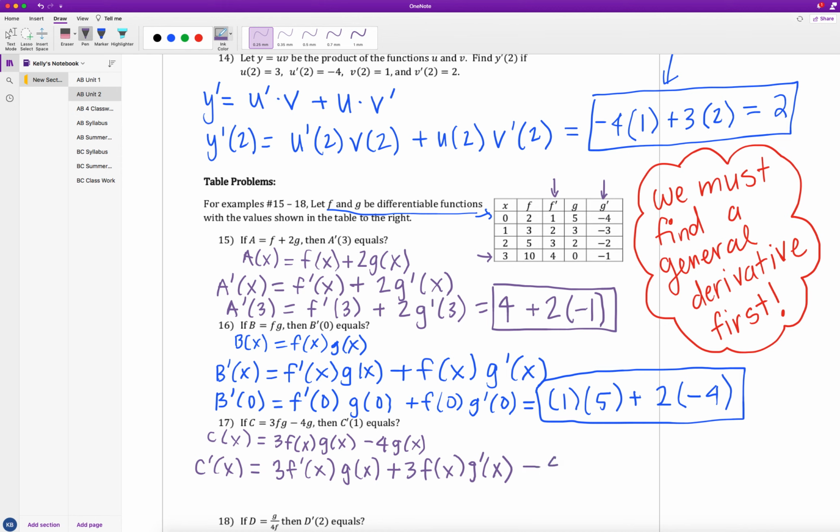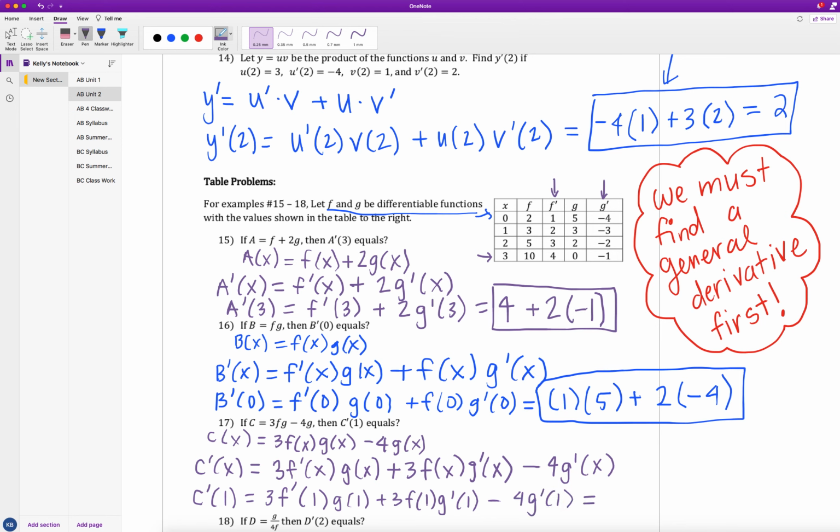minus, now the derivative of 4g of x is just going to be 4 times g prime of x. If you left the 3 out in front, you would have 3, and then you'd have parentheses around these first two terms, which you could also distribute the 3 in and get the equivalent expression to what I have written down. They asked us for c prime of 1, so we're going to go ahead and substitute in 1 and get 3 times f prime of 1, g of 1, plus 3 times f of 1, g prime of 1, minus 4 times g prime of 1.